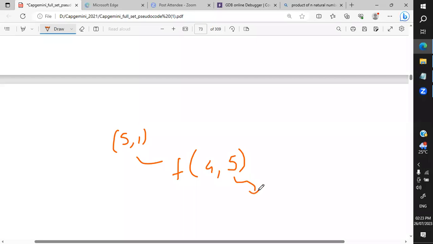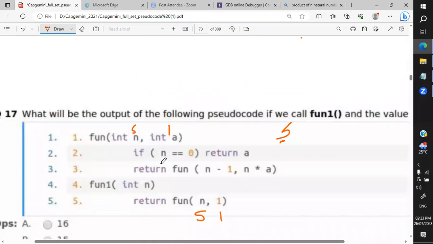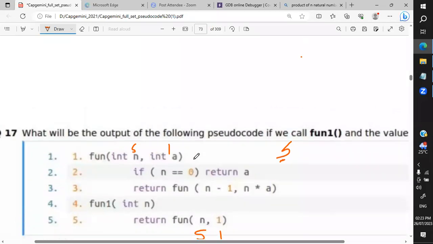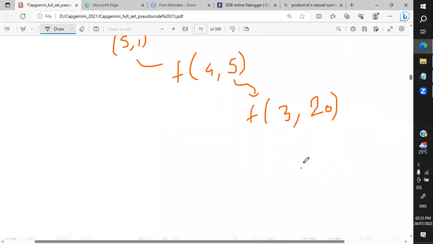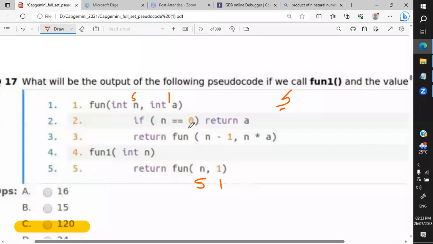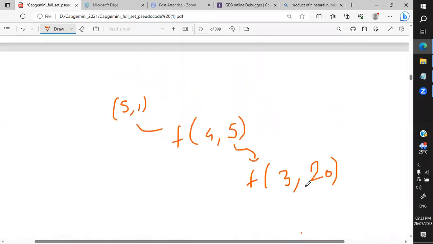This will again call the function with 4 comma 5. It will check 4 equal to 0. Is it true? False. As it is false, it will call f of n minus 1, that means 3 comma 4 into 5. What is 4 into 5? 20. Am I right? Now f of 3 comma 20, what will happen? Again, 3 equal to 0. False. Again, it will call the function with f of 2 comma 3 into 20. What is 3 into 20? 60. So for 2 comma 60, what will happen?